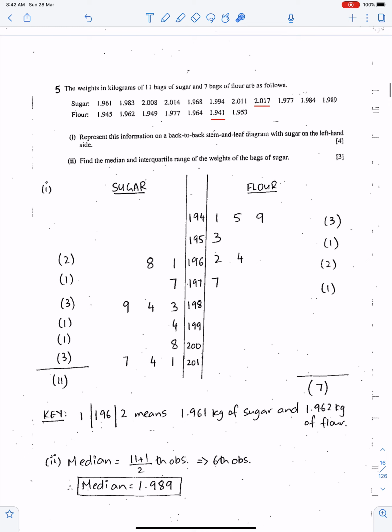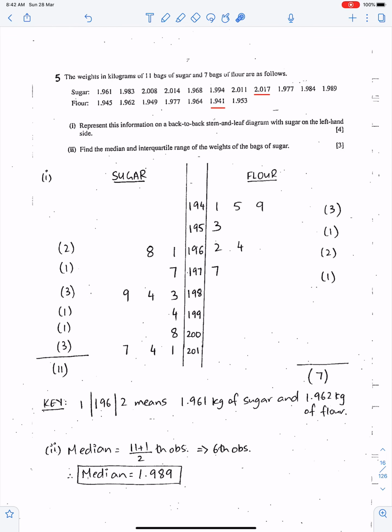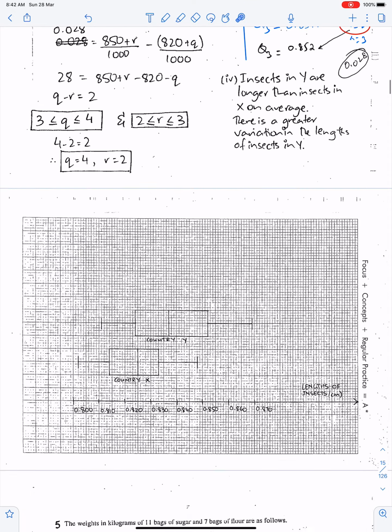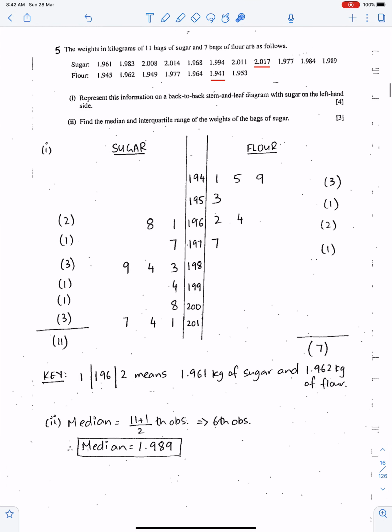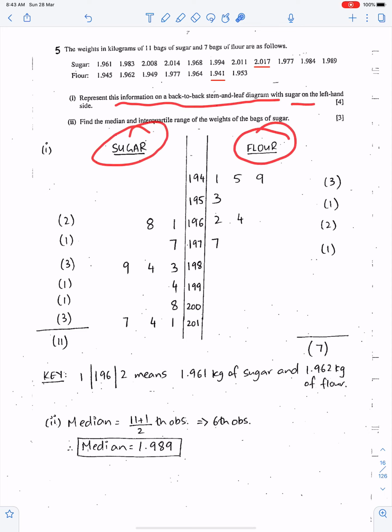Now, back-to-back stem plot. This diagram is known as the back-to-back stem plot. In a back-to-back stem plot, what we do, number one, observe the data. It has 3 decimal places, or is a 4-digit number. So for a stem plot, you have to ignore the decimals. Just consider the number without decimal, and you will mention the decimal in the key. Now represent this information with sugar on the left hand side. So keep sugar here and flour here.